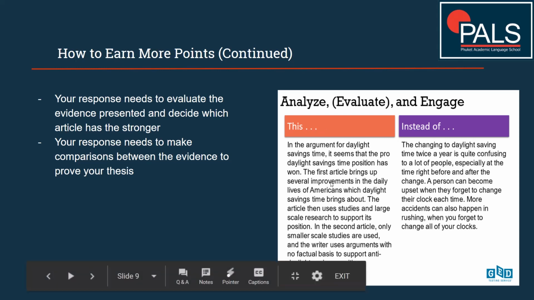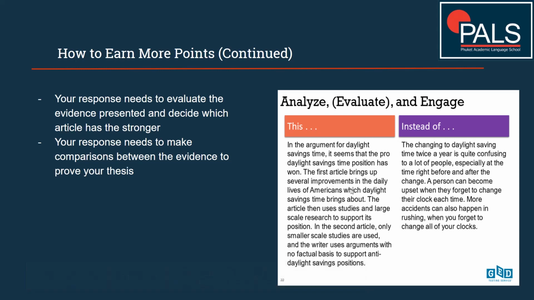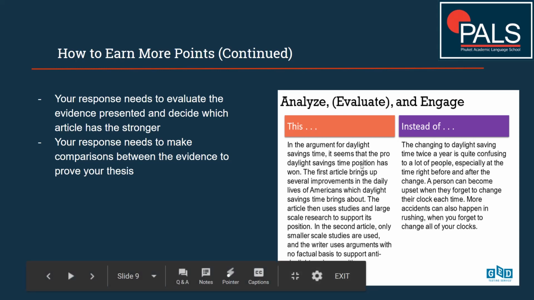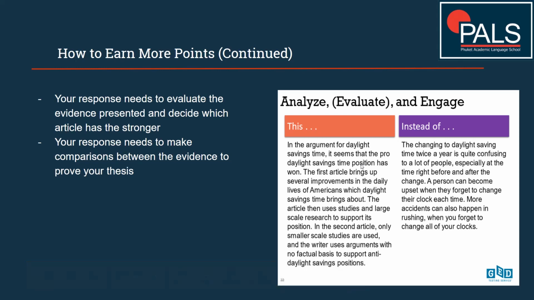Okay, so you can see there, the first article brings up several improvements in the daily lives of Americans, which daylight saving time brings about. Okay, so we have a piece of evidence there. And then what makes this evidence strong? Well, the article uses studies and large scale, that's important, large scale research projects. Now, if you contrast that to the second article here, they only use smaller scale studies.